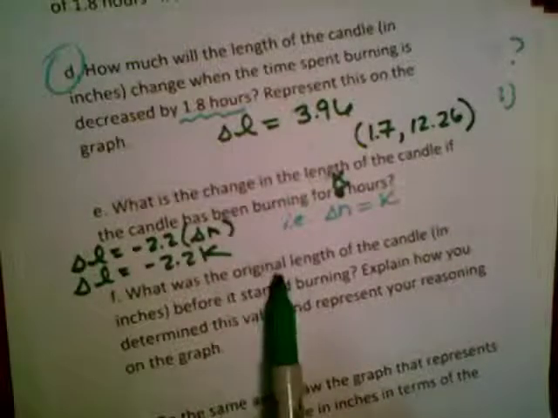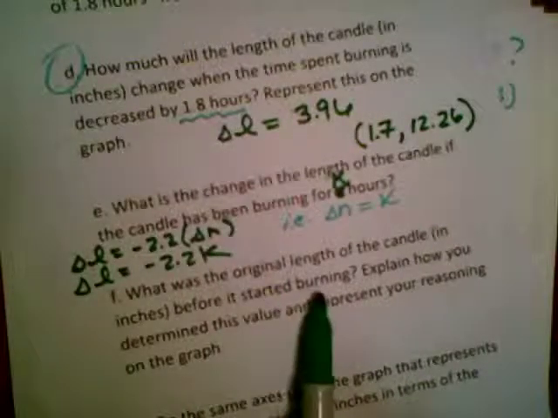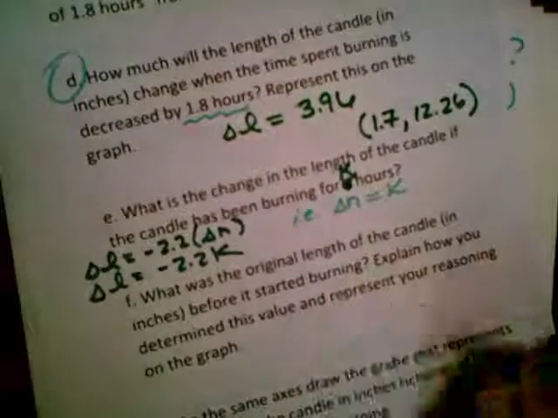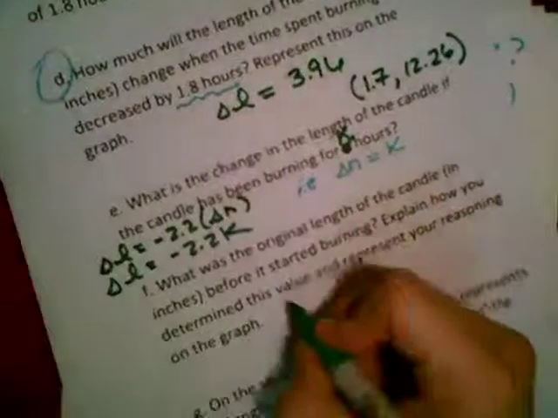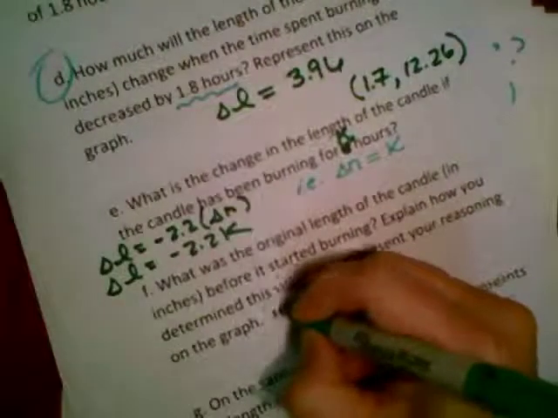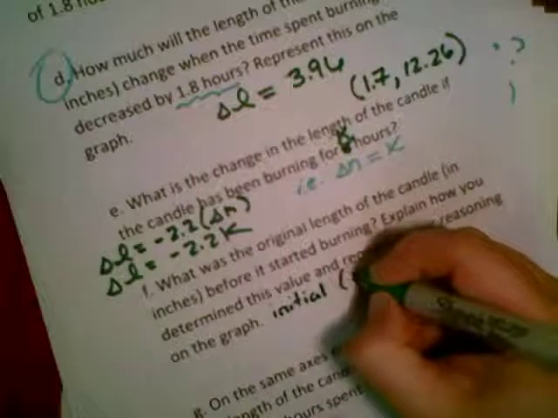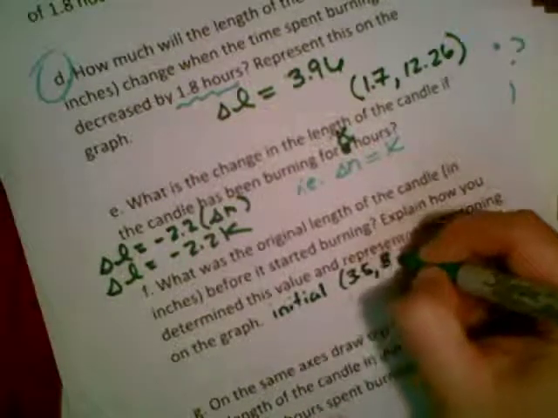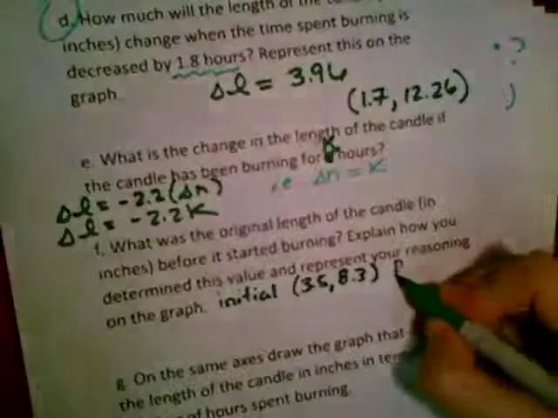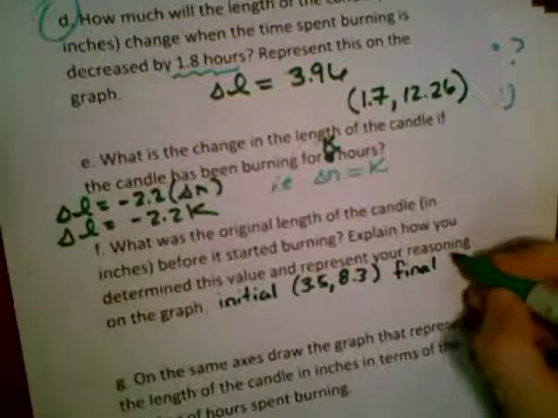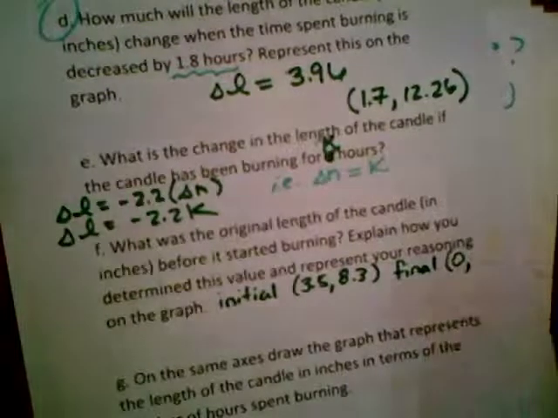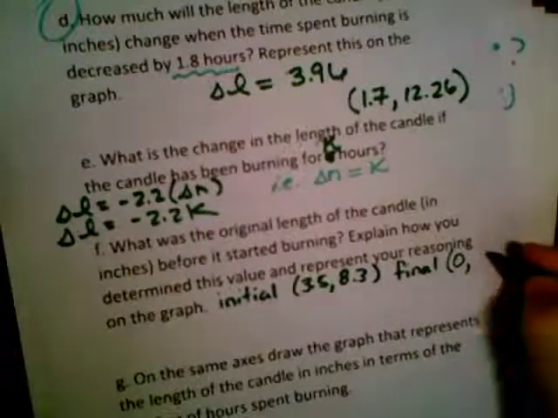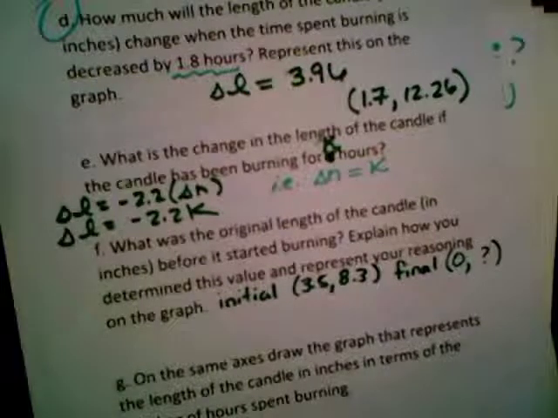Brings us to part F. What was the original length of the candle in inches before it started burning? Explain how you determine this value, and then I'll let you represent that on the graph. Okay, so I'm going to go back and think about my initial data point given in the statement of the problem. And if I want to go back in time, I want to figure out back in time 0 hours since the candle was lit, what is the length of the candle?